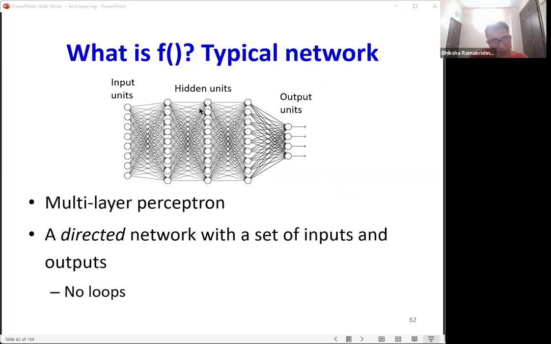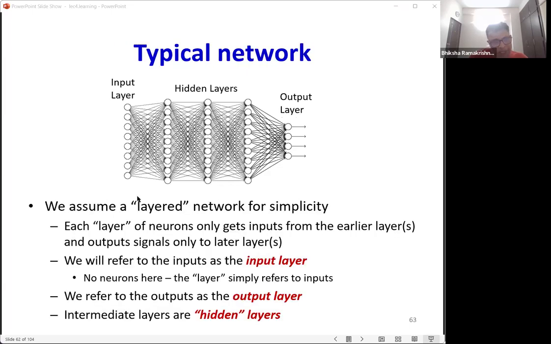For us, the function f is a multi-layer perceptron. And unless I state otherwise, it's a directed network where all the edges point in only one direction. And so this is a network without loops where the neurons are connected in layers. Data inputs go into the input layer, and you're going to read the output from the output layer. So we will assume a layered network. Each layer of neurons gets inputs only from the earlier layers and sends output signals only to the later layers. So this layer over here would get information from these layers and its outputs would go to these layers.